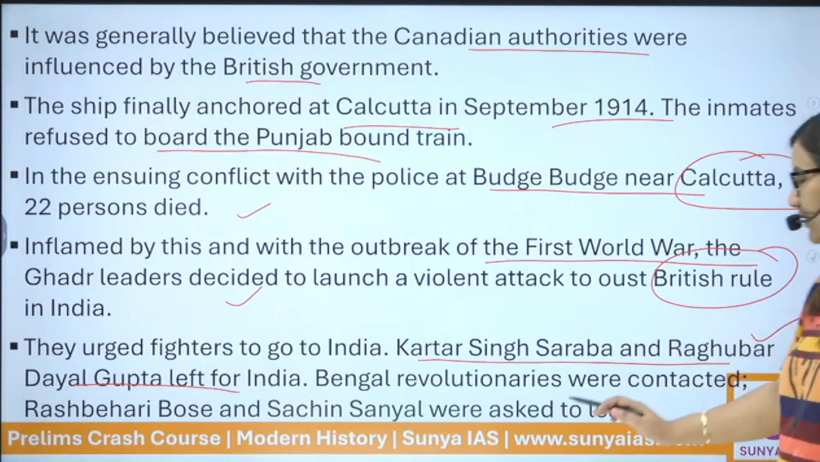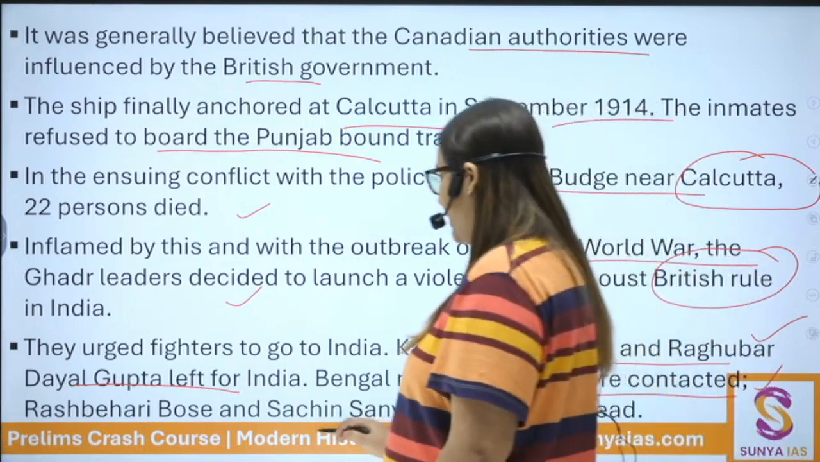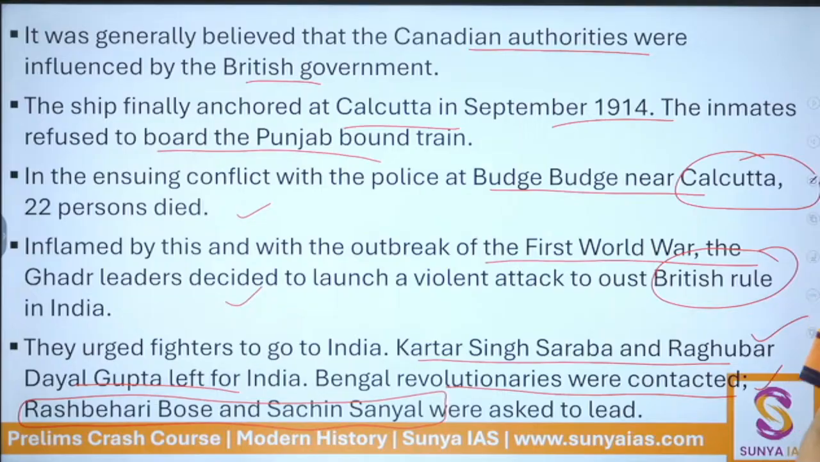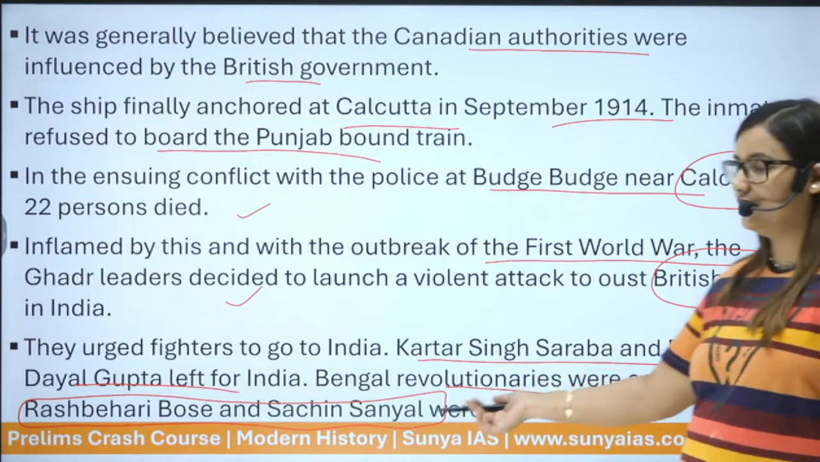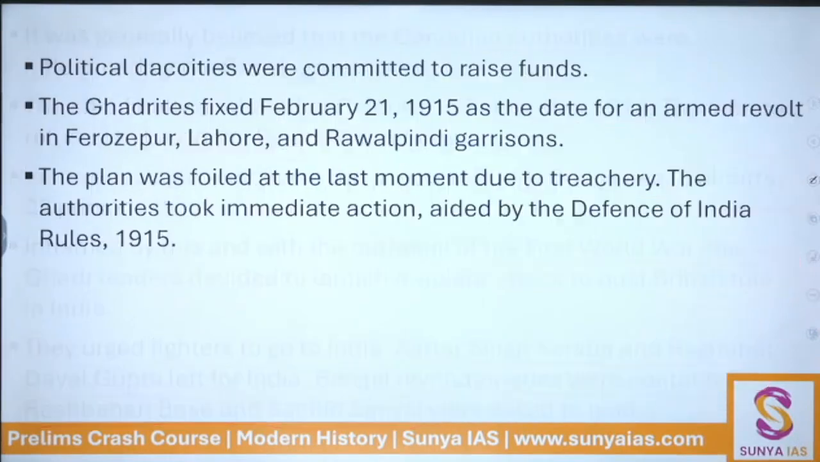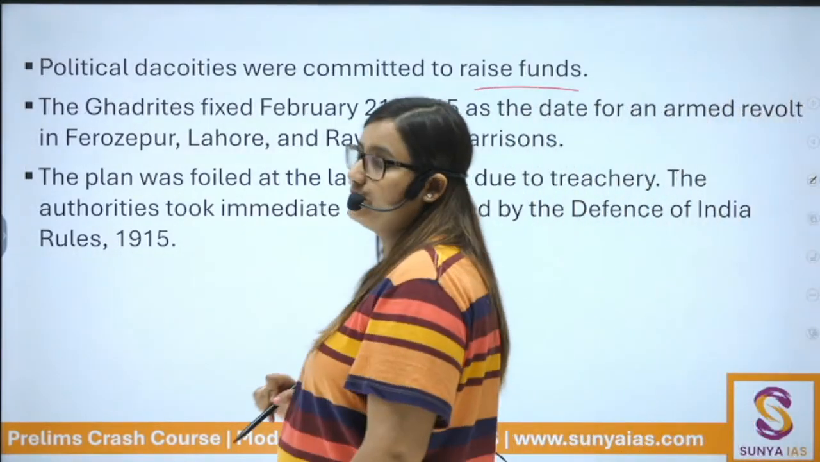Now when they came here, Bengal revolutionaries were contacted. And a very popular revolutionary, whom I have told you about, Rash Bihari Bose, and Sachin Sanyal, these two leaders were asked to lead the entire revolt. So Rash Bihari Bose and Sachin Sanyal became very, very happy that they got such a great opportunity, and political dacoities were committed to raise funds.